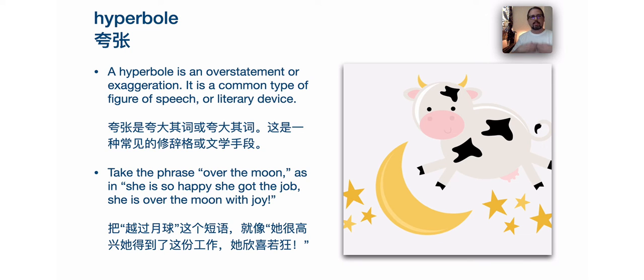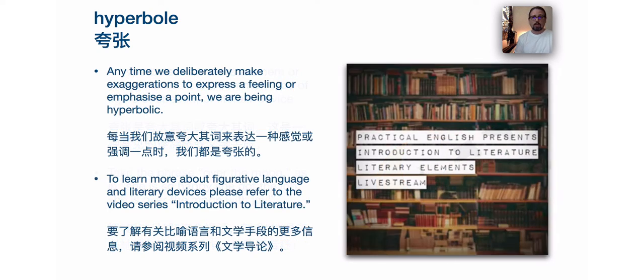We want to emphasize maybe a feeling of accomplishment. So anytime we deliberately make exaggerations to express a feeling or to emphasize a point, we are being hyperbolic. We want to be cautious when we are getting information online, fake news, for example, right? Commentators online trying to gain attention are commonly being hyperbolic, fear mongering or spreading rumors or whatever, right? Hyperbolic types of discourse in the political arena, for example.